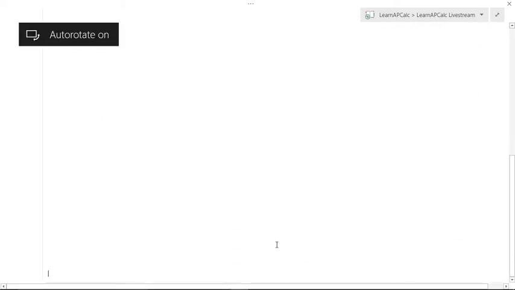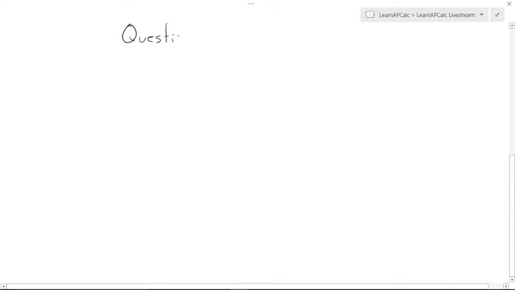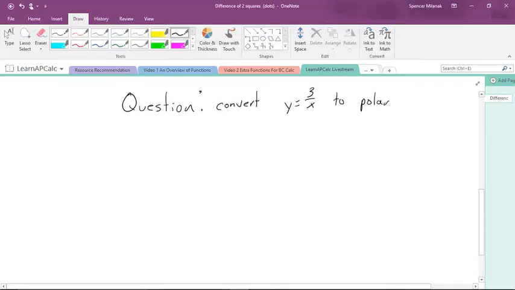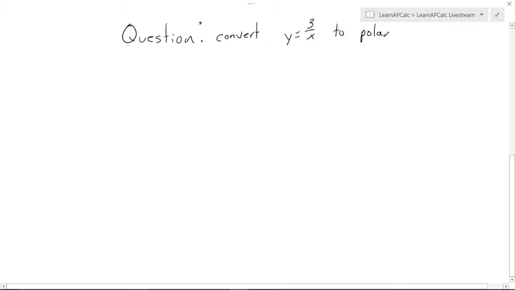So, the question is, convert y equals 3 over x to polar. Okay, so anytime you're trying to convert to polar, to Cartesian, or back from Cartesian to polar, you need to know the polar master equations.